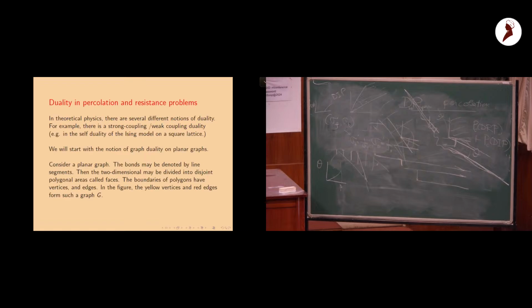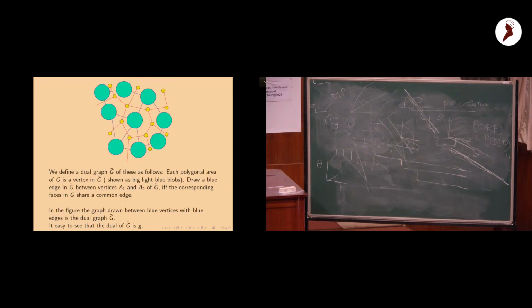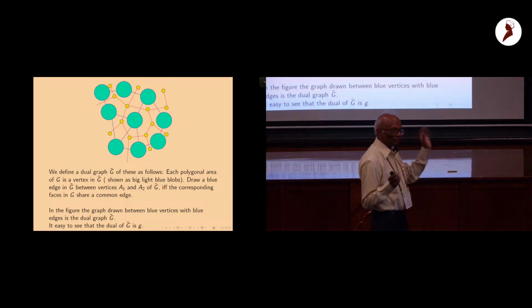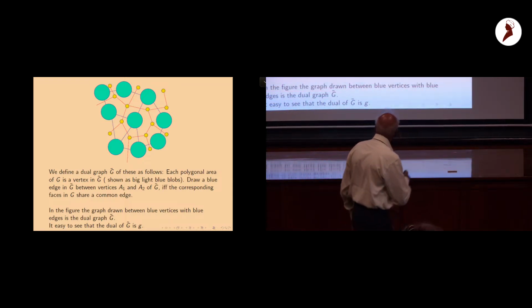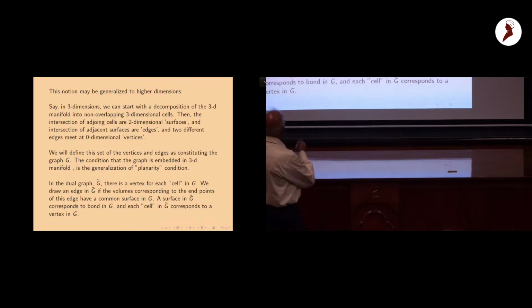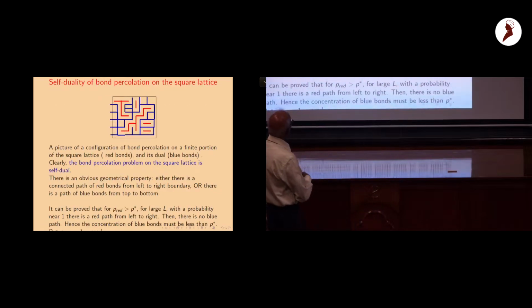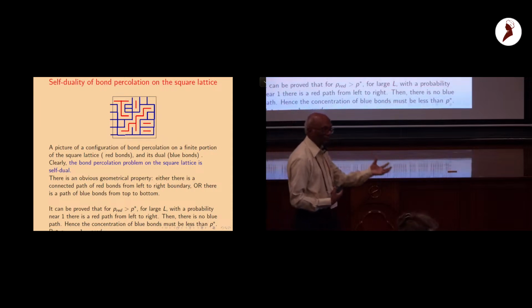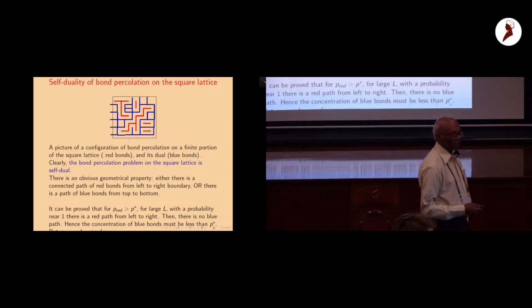Okay, so let us just remind you. First point is that there is a duality on graphs. Planar graphs, you can make a dual graph. And problems on the graph can be related to problems on the dual graph, and they can be self-dual sometimes. And then it says that the bond percolation problem on the square lattice is self-dual, and that said that P star is half because of the symmetry property of this graph.